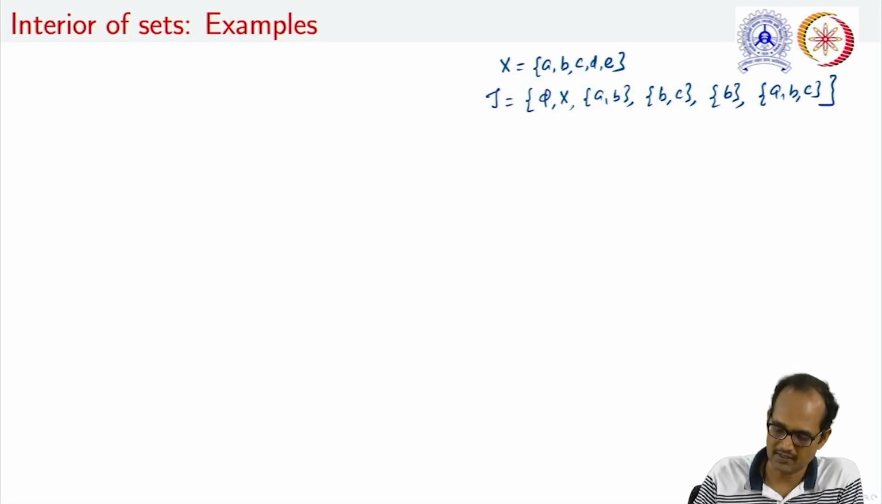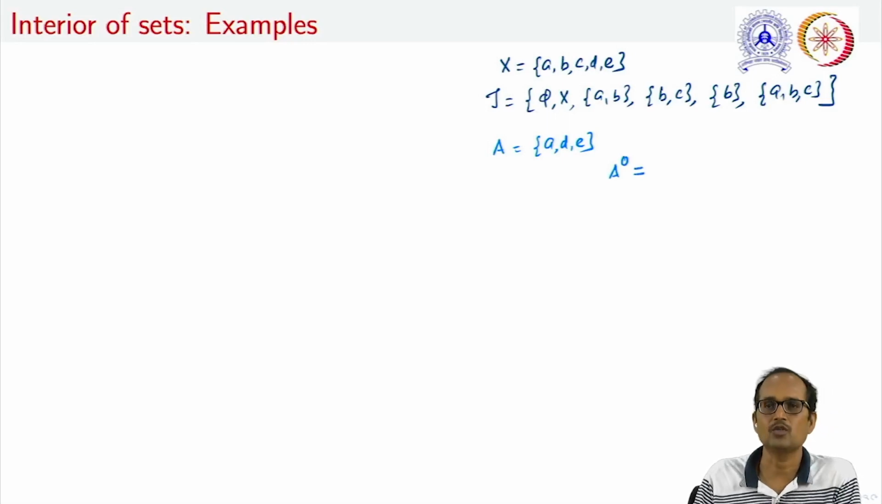Now, if we take a set A given as {a, d, e}, and we want to find the interior of A, we have to find the union of all open sets inside A. Now see, what are the open sets contained in A? Obviously the empty set is there, and among the rest, none of the open sets are subsets of A. That's why the interior of A will be the empty set.